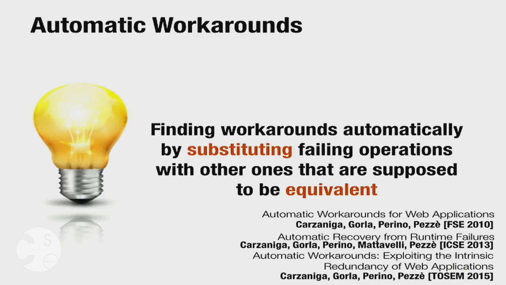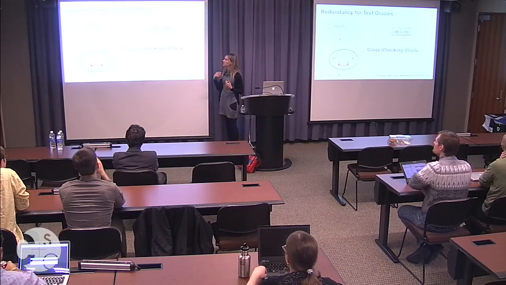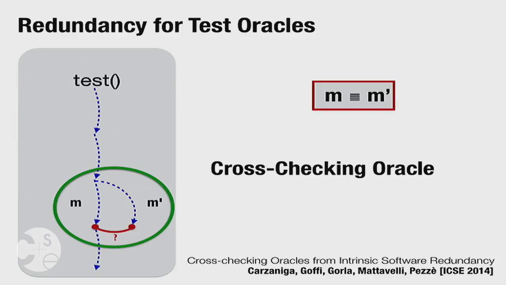As you can see, that's why we call it a workaround: we do not really try to fix the problem that is in the code, we just try to avoid it. This idea also led to another idea that went back to testing. If you know that two operations are supposed to be equivalent, say M and M prime, then you can also use this information for testing. If in your test suite you have a set of method executions and at some point an invocation of method M, you can directly check that the effect of executing M is equivalent to executing M prime. So with this information, we can have some automatic checks that, in case of failure, immediately report an issue.